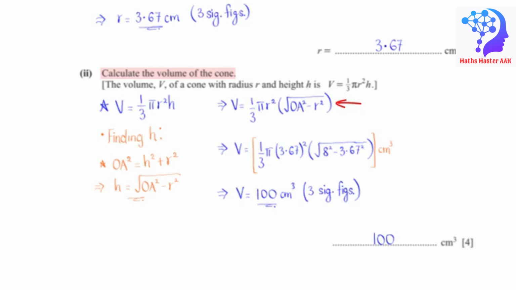Now that we have all these values, the volume of the cone is 1 over 3 pi times 3.67 squared times the square root of 8 squared minus 3.67 squared centimeters cubed. When we type this into the calculator, we get 100 cm cubed, correct to 3 significant figures.